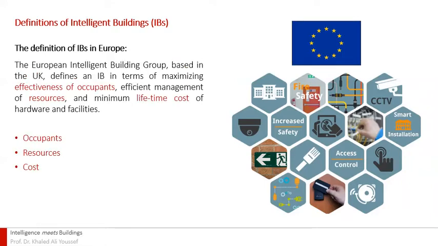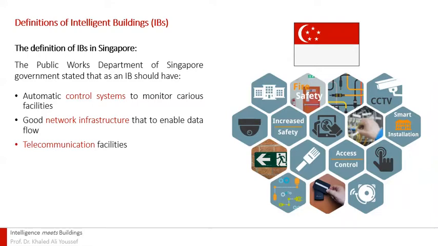In Europe, according to the European Intelligent Building Group, the concept of IBs or intelligent buildings is more concerned with occupants, efficient management of resources, and minimum life cycle cost. In Singapore, intelligent buildings should have automatic control systems, good network infrastructure, and telecommunication facilities.